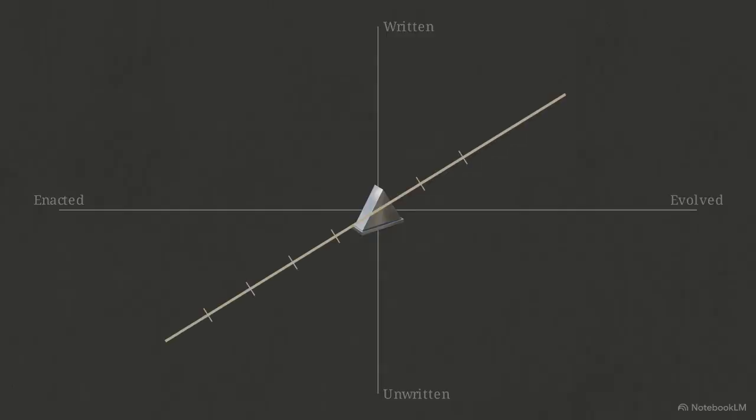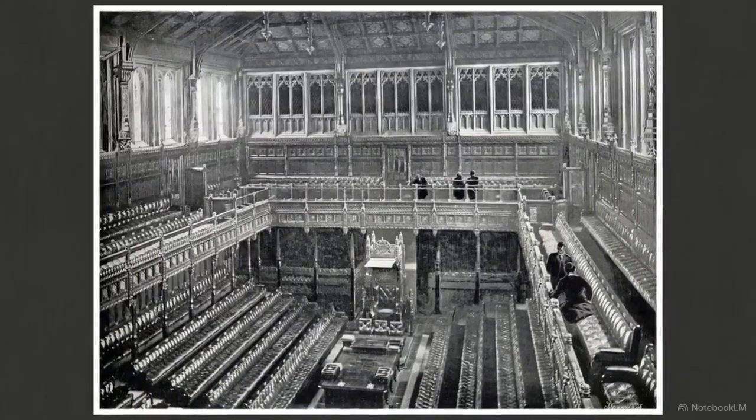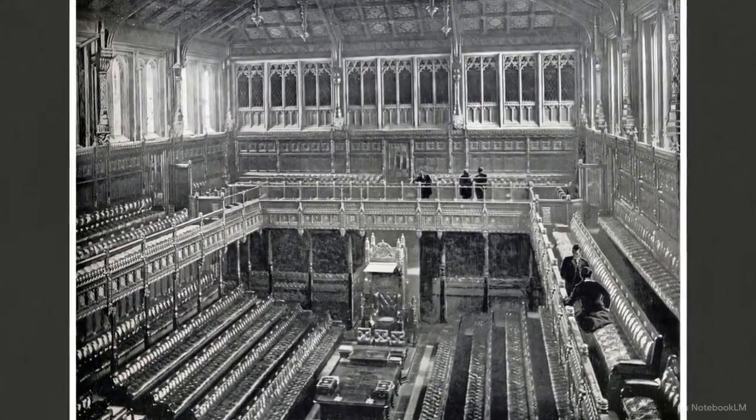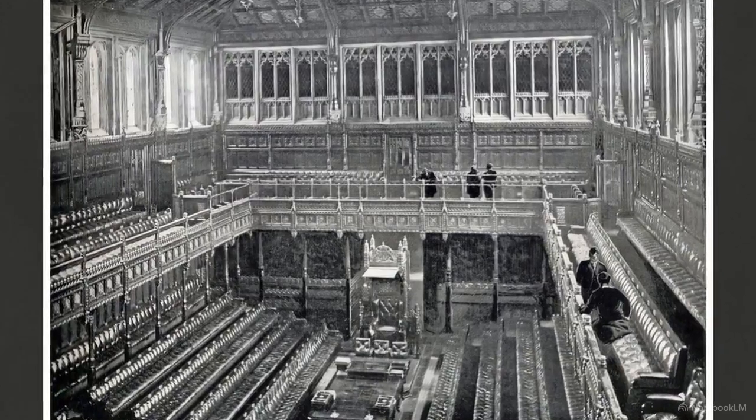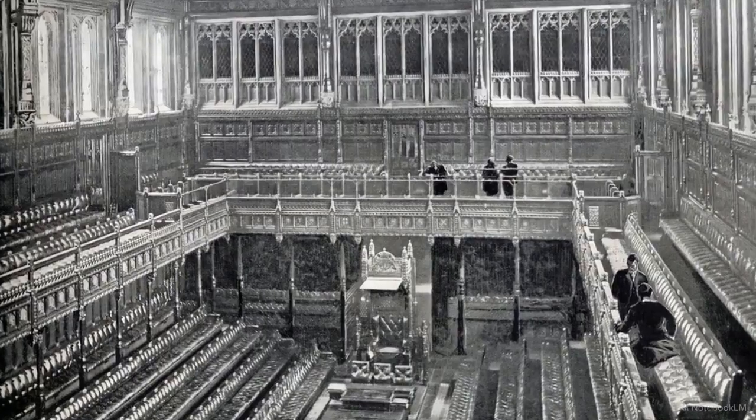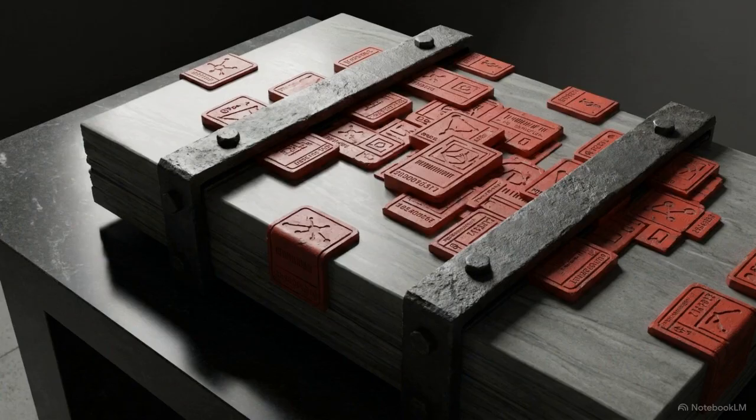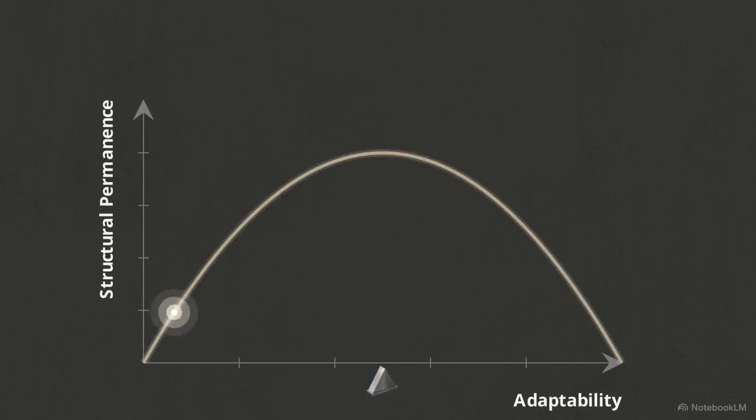The third axis is mutability, which measures the difficulty of changing the rule set. This chamber illustrates a flexible constitution. In England, the amendment process is highly accessible, often requiring just a standard legislative vote to alter unwritten constitutional precedent. Scholars note that this ease of change can sometimes result in political instability. Rigid constitutions occupy the opposite end of the axis, requiring complex and specialized procedures to pass an amendment. The mutability axis determines a state's balance between necessary adaptability and structural permanence.